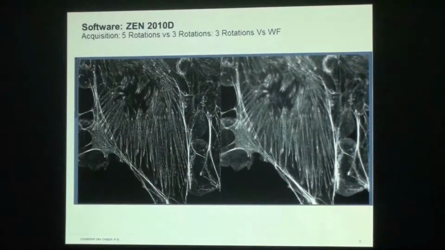And this is an example taken with our system here. Between 3 rotations versus wide field, an apparent improvement in resolution can be discerned. This is a cell showing an actin cytoskeleton.